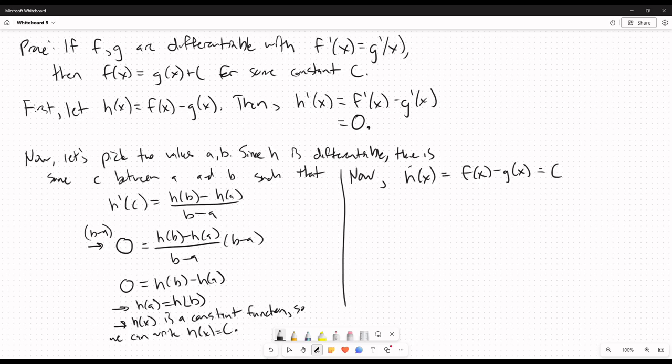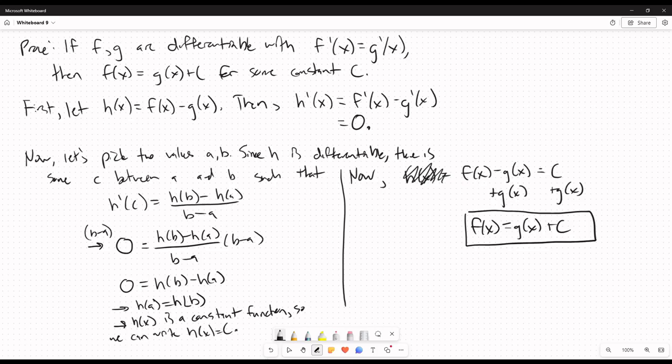So now we can ignore this h of x part and just look at this. If you add g of x to both sides, you're going to get exactly what we wanted, that f of x equals g of x plus c, which is exactly what we wanted to prove.